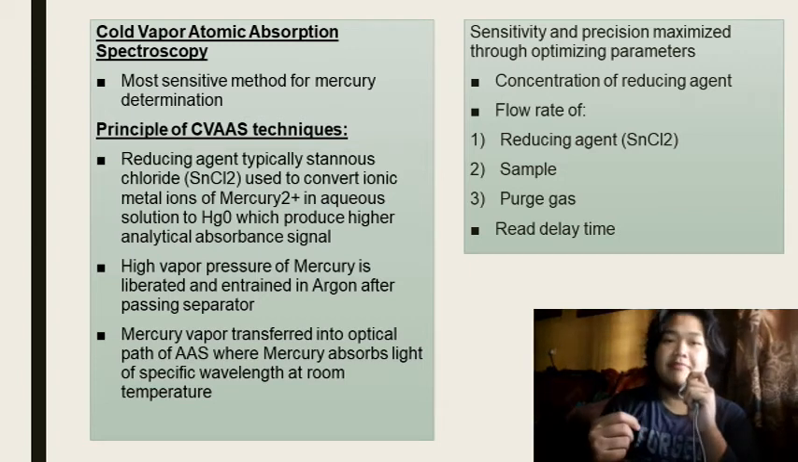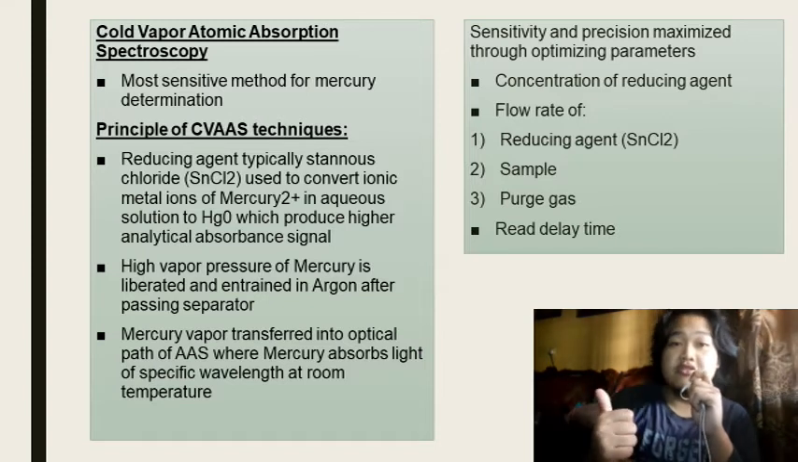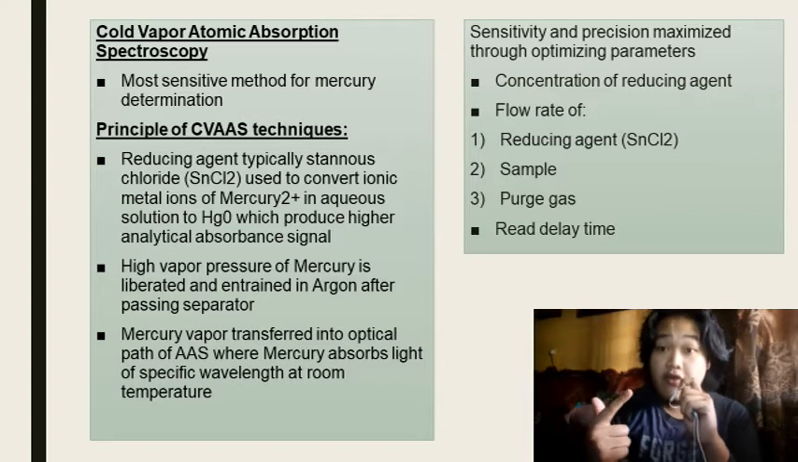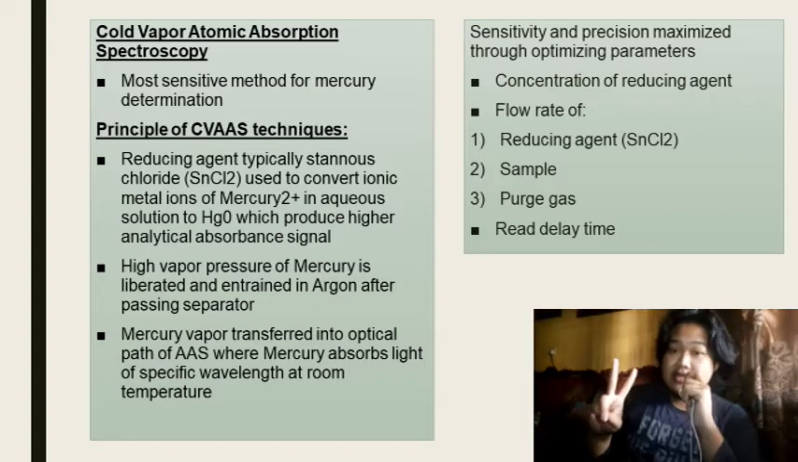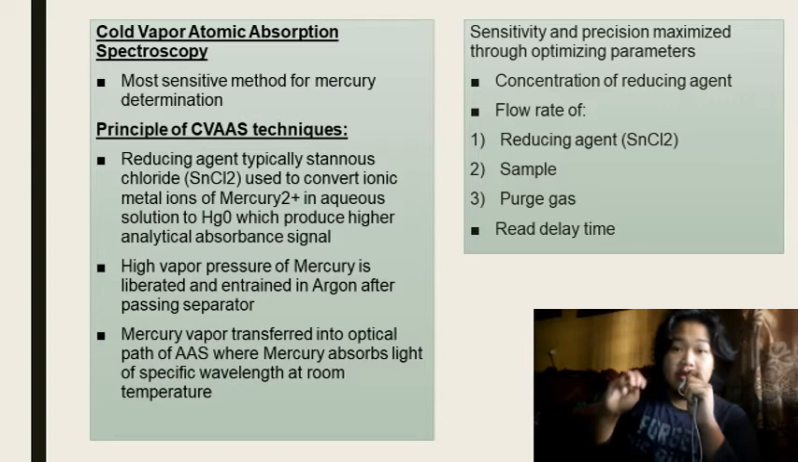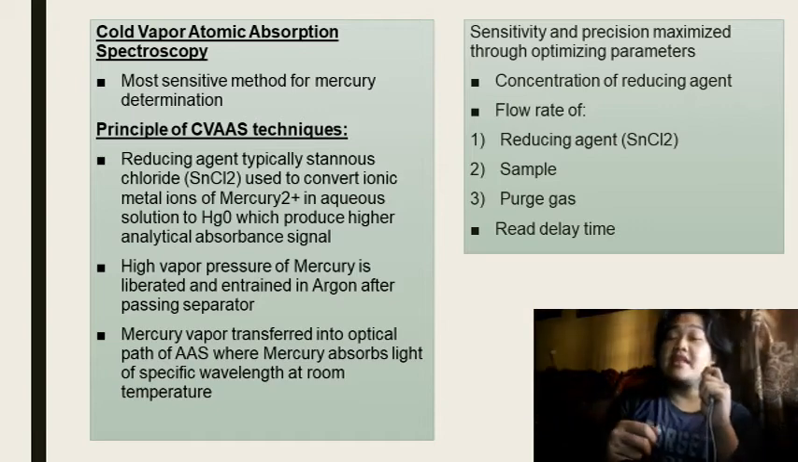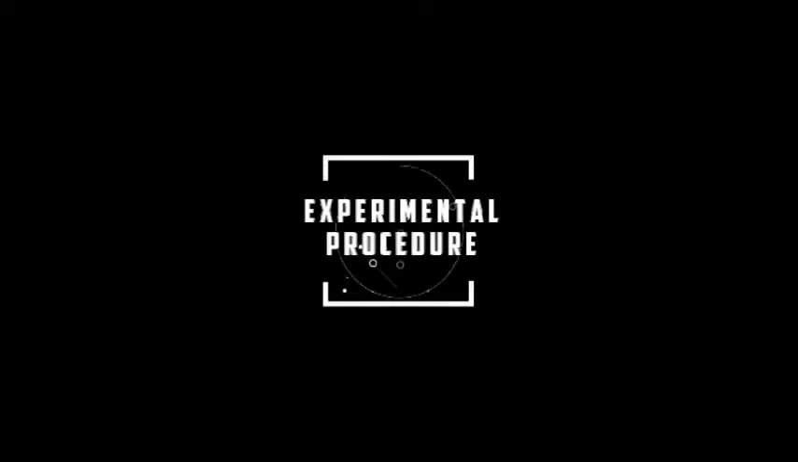There are 3 of them. Number 1, concentration of reducing agent. Number 2, the flow rate of the reducing agent, that is SnCl2, and the sample. And number 3, the purge gas. And lastly, the read delay time.